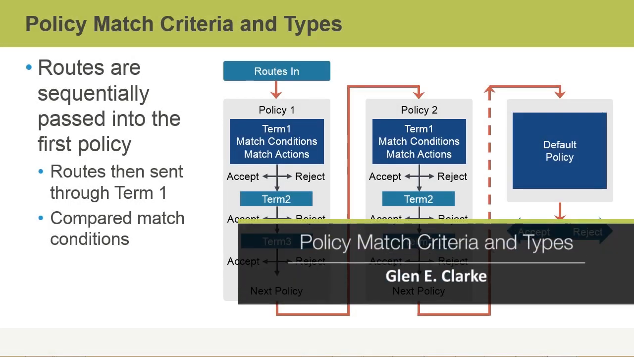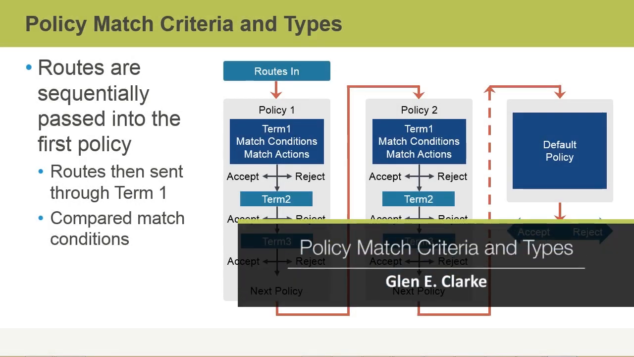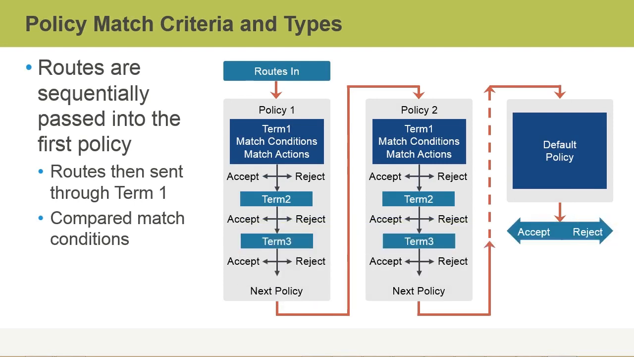In this video, we'll discuss policy match criteria and types. Routes are sequentially passed into the first routing policy on the device itself, and then the routes are passed from the first term over to the next term until an action is matched. Let's take a look at an example.